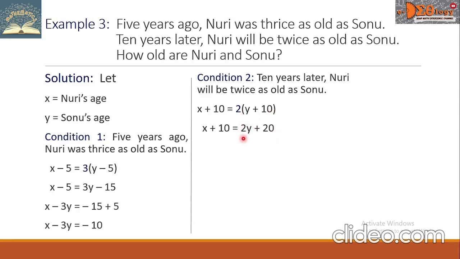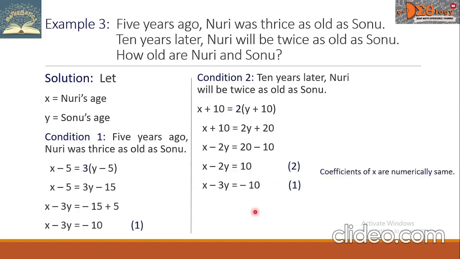Then this 2y we transpose to the left. The positive 10 we transpose to the right. So we have x minus 2y equals 20 minus 10. The right side becomes 10. So we have now the two equations. This is equation 1 here. This is equation 2. Let's put them together.